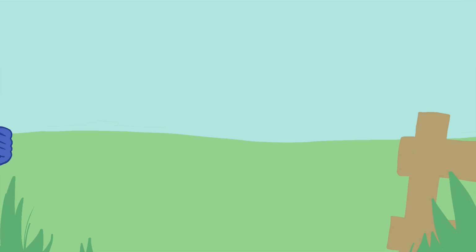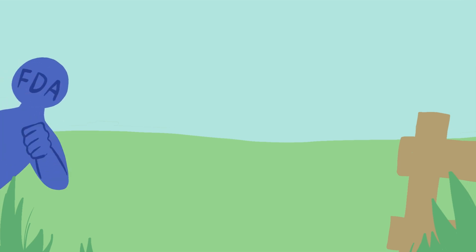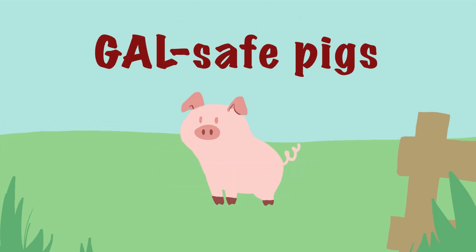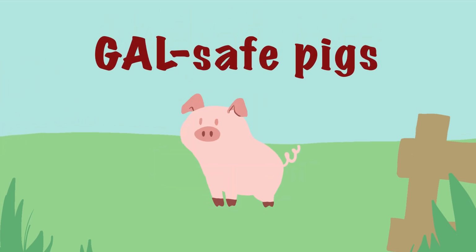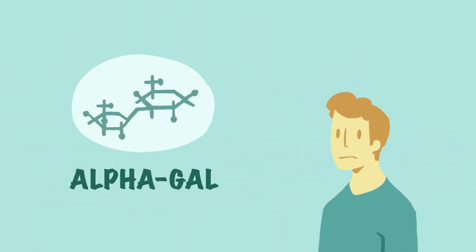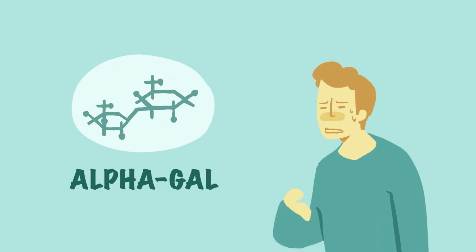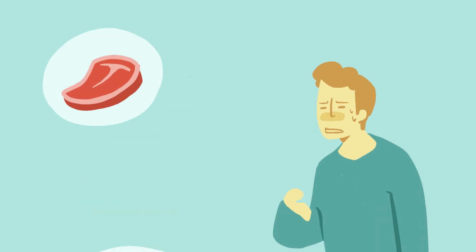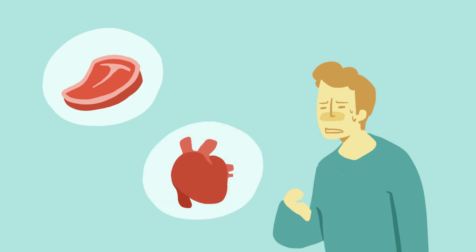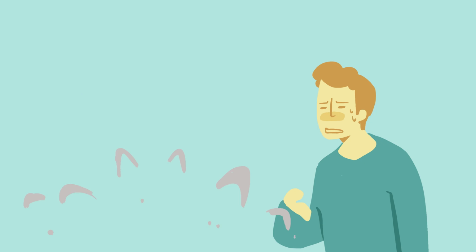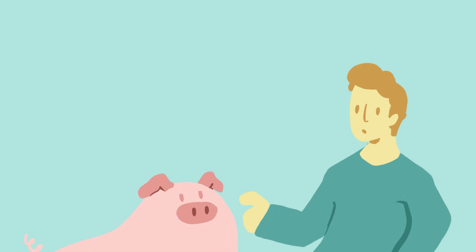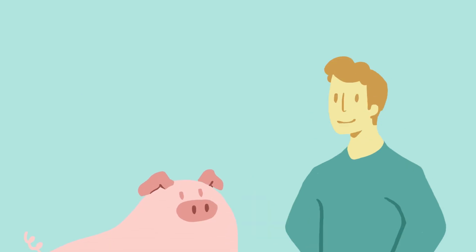Recently, the U.S. Food and Drug Administration has authorized researchers to raise genetically modified pigs known as gal-safe pigs. The sugar molecule, called alpha-gal, can cause an allergic reaction in some people when they consume red meat or are exposed to certain products, like a heart valve from a pig during a valve replacement surgery. Gal-safe pigs are devoid of this sugar, thereby eliminating the risk of allergic reactions or organ rejection.